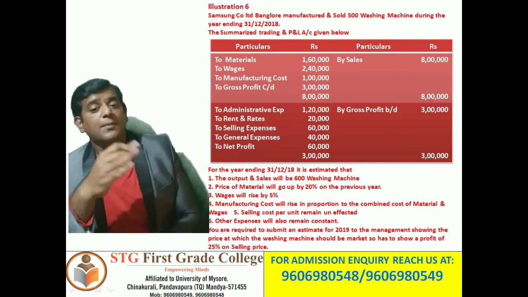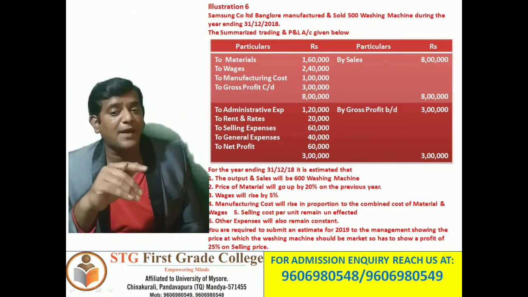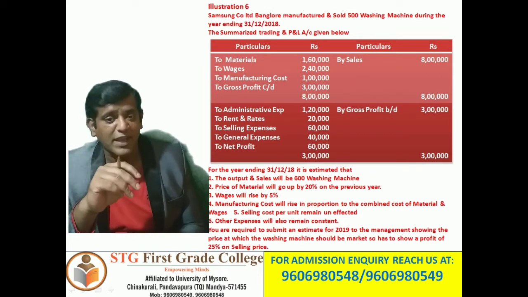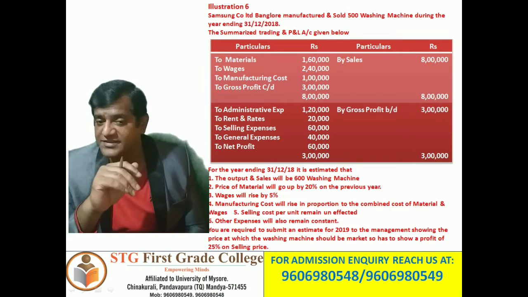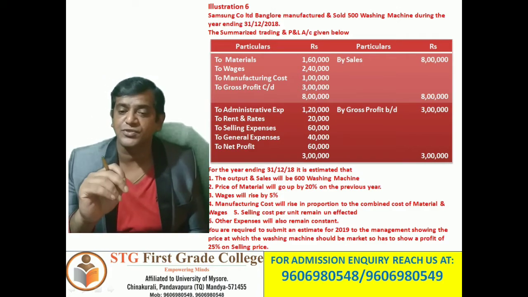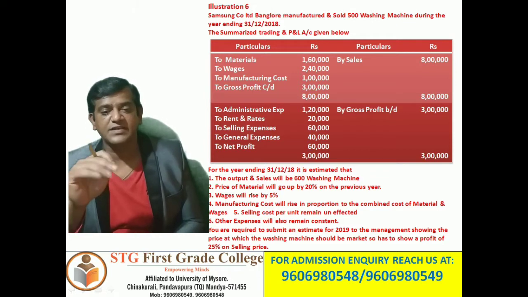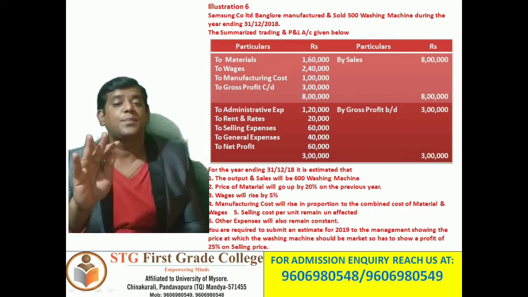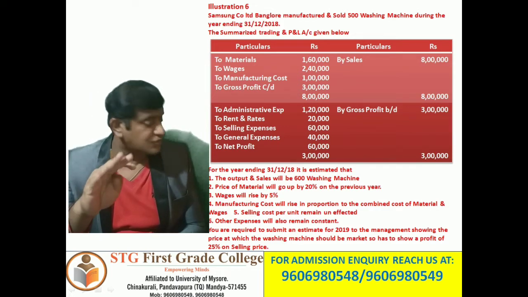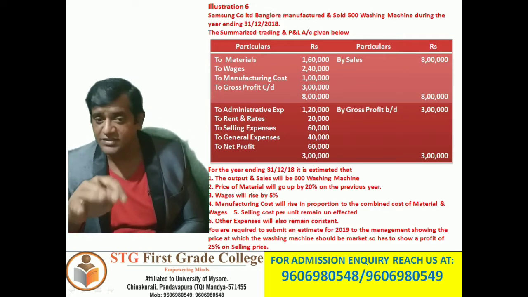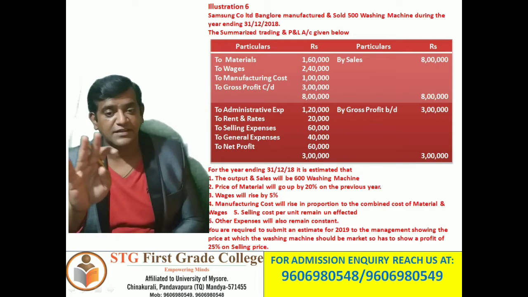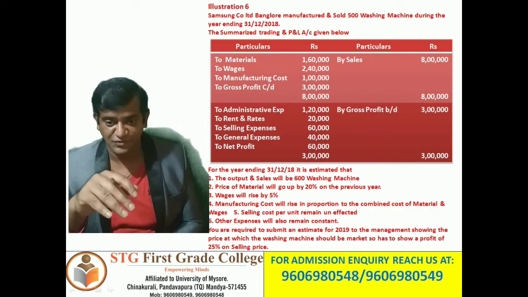Point number 2, price of material will go up by 20% on the previous year. Number 3, wages will rise by 5%. Number 4, manufacturing cost will rise in proportion to the combined cost of material and wages. And point 5, selling cost per unit remains unaffected. So there is no change in selling cost. Then other expenses will also remain constant. There is no change in other expenses too.